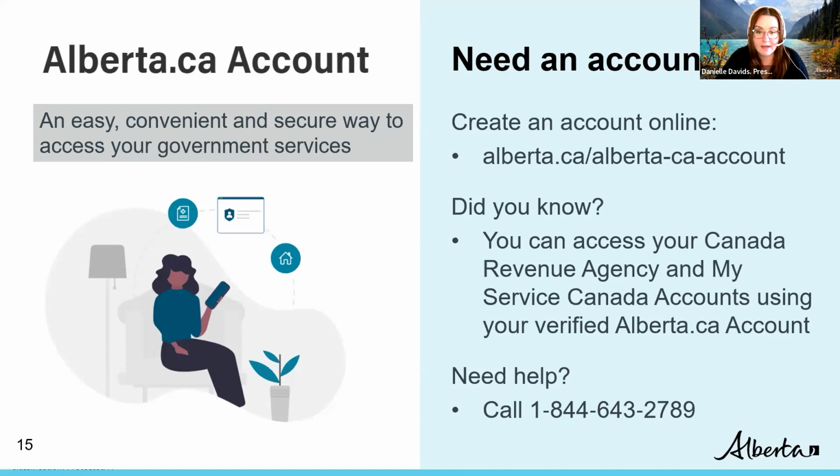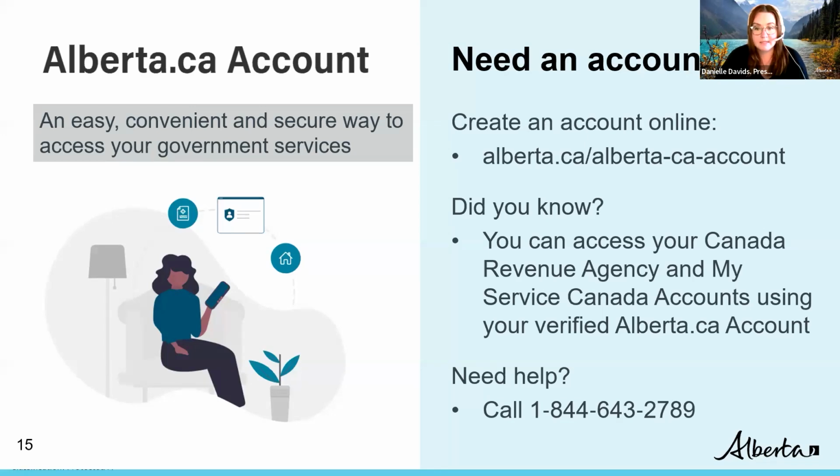Once you receive that activation code, you enter it to finish verifying your Alberta.ca account, and then your account remains verified as long as your ID is valid and has not expired. If your ID expires or you update it at the registry office, you need to sign in to your Alberta.ca account again and provide the new ID information to maintain verification status.